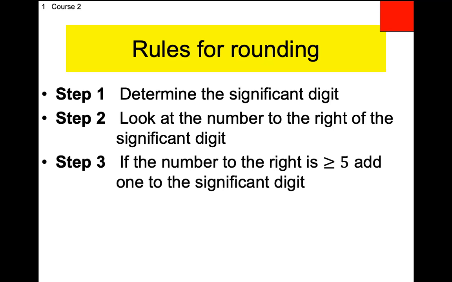Step number 3. So you're looking at that number to the right of the significant digit. That number is going to be 0, 1, 2, 3, 4, 5, 6, 7, 8, or 9. If the number is 0 to 4, in other words, less than 5, we do nothing. But if the number is 5, 6, 7, 8, or 9, now we go back to the significant digit and we increase it by 1. Add 1. Does this all sound familiar?